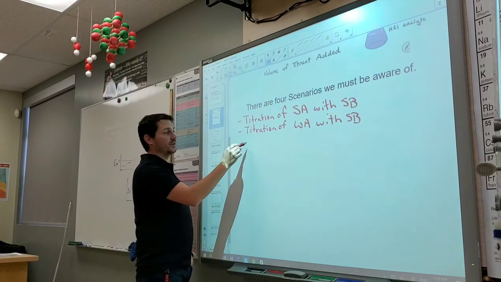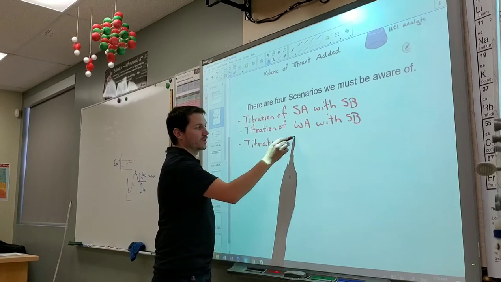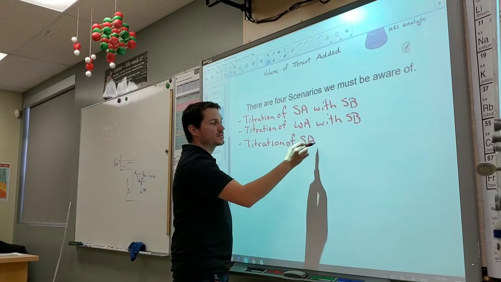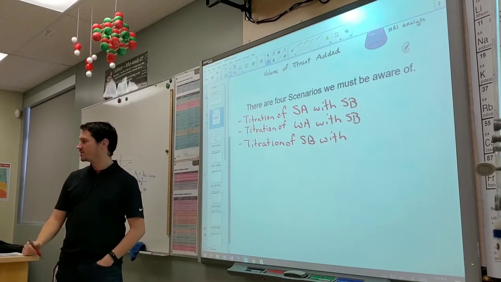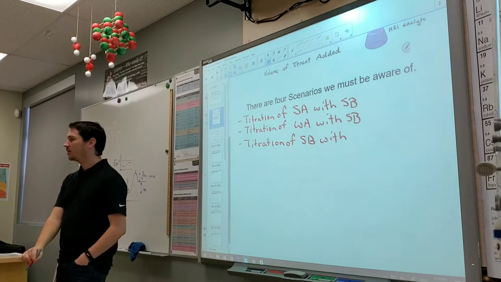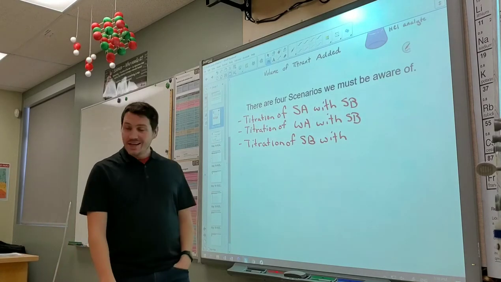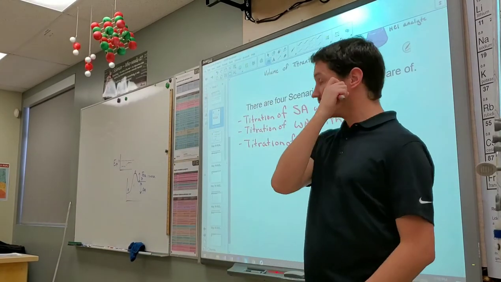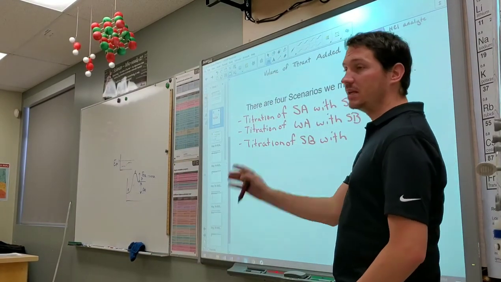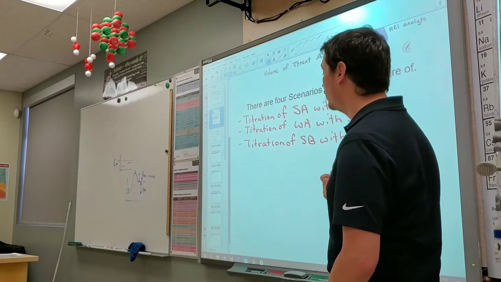So I could titrate a strong base with, if I wanted to react a strong base with something, what would I react it with? Probably a strong acid, yeah. I'll give you a hint: your titrant, the thing in your burette, should always be either a strong acid or a strong base. You want it to react really, really well.